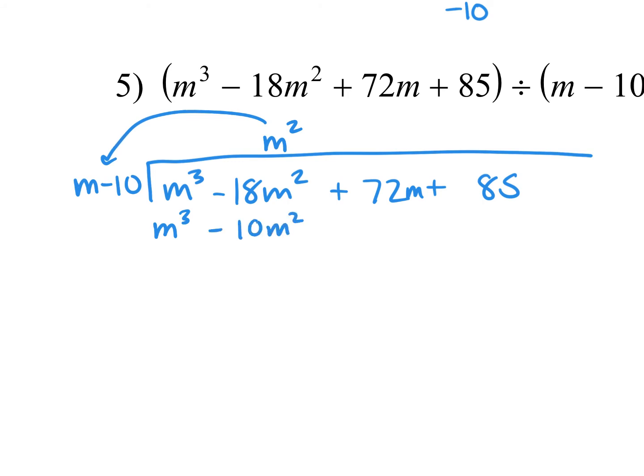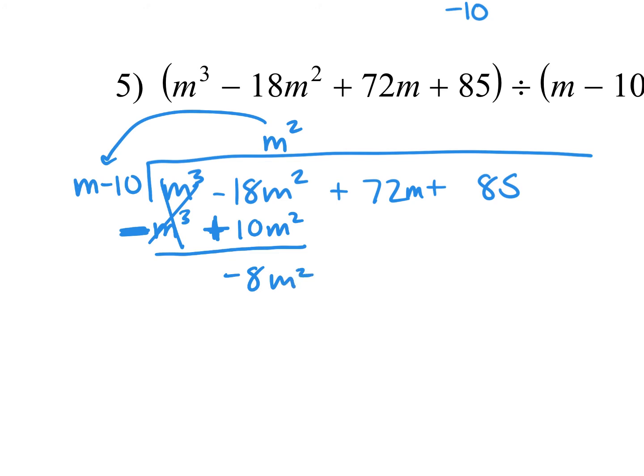And then what's next? The m's cancel out. Well, we have to change the signs for them to cancel. But yes, they'll cancel. So then I have negative 18m squared plus 10m squared, which is negative 8m squared.